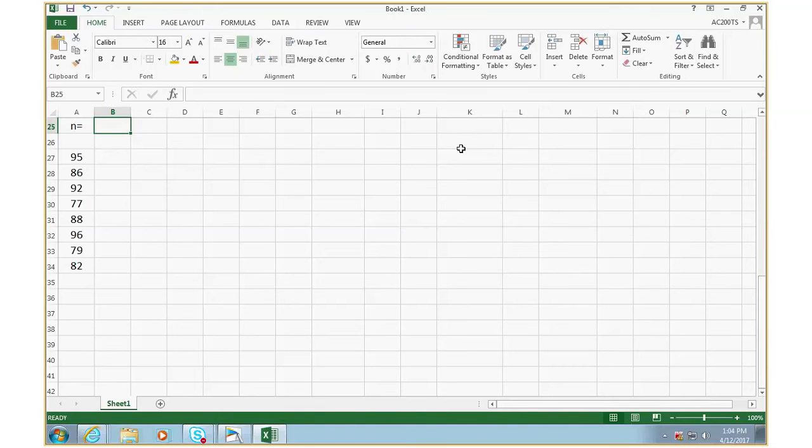Remember, N is always how many make up the group. So in here, N is equal to 6. If the classroom is full, N would be equal to 30. It's always the total.